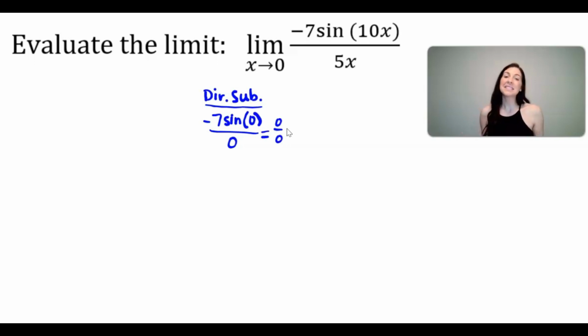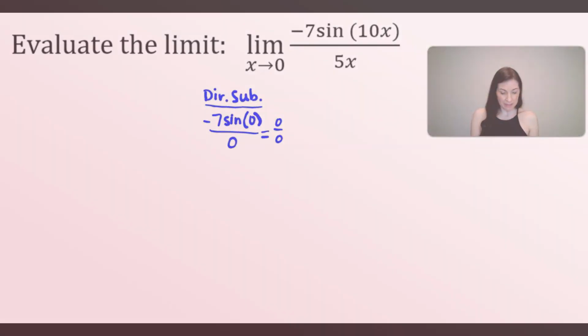So as you can see, it means we need to do some algebra or think of this problem in a different way, because direct substitution does not give us the value of the limit. So like I said, I'm going to show you two different methods.